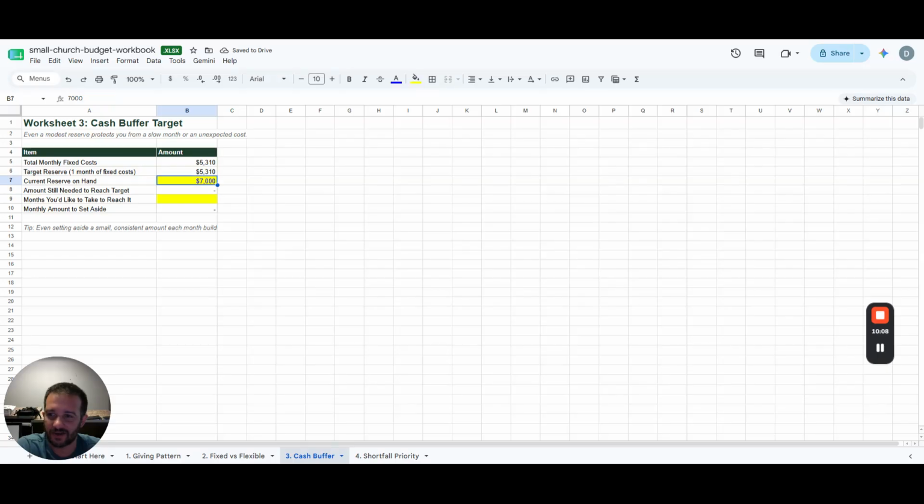So how much money do we need in order to meet that reserve? Let's say we have $7,000 on hand now. We're good. But if we only have $2,000 on hand, well, we have a $3,300 shortfall. And then we have to decide how many months you'd like to take to reach this. So how much time do we need in order to build up that reserve? Let's say we want to do it in 3 months. So every month we need to set aside $1,103.